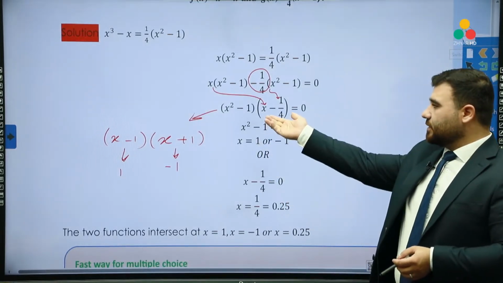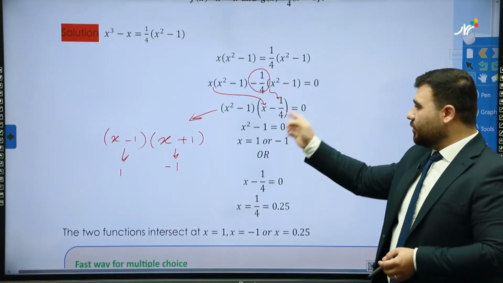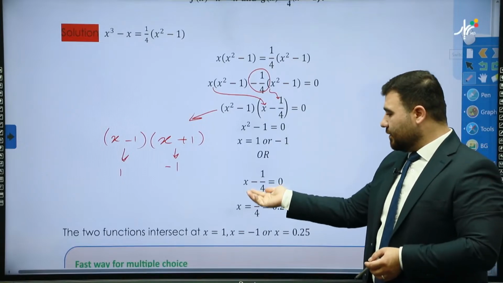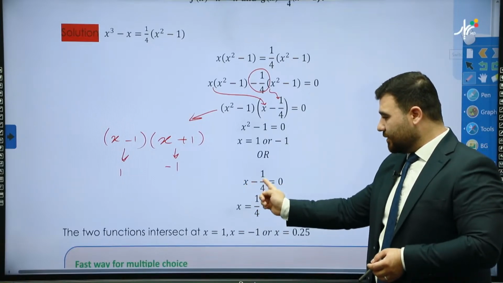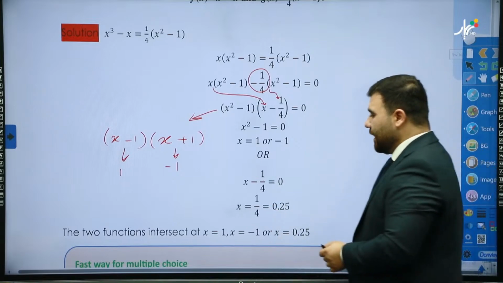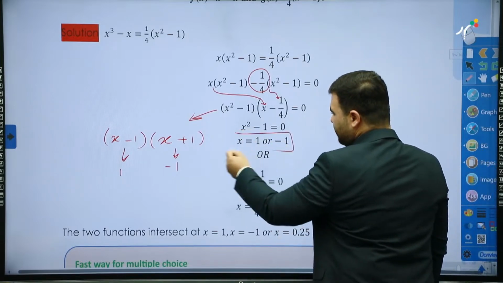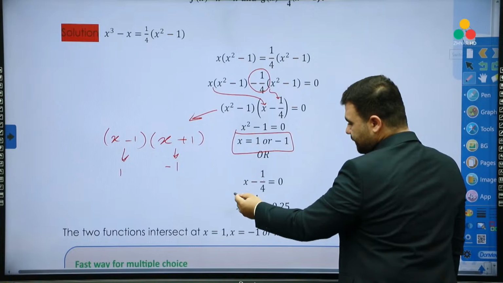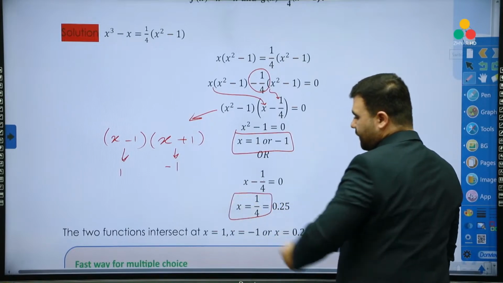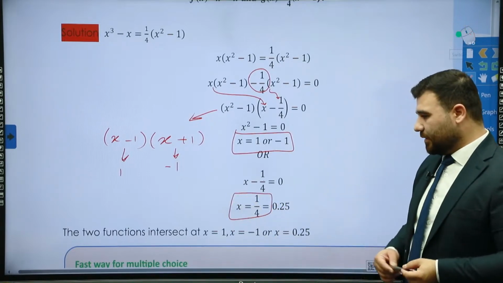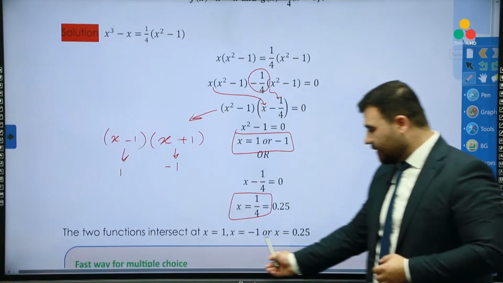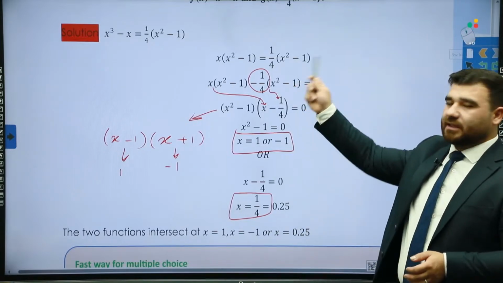Or this part is 0. X minus 1 over 4 is 0. That makes x 1 over 4 because 1 over 4 minus 1 over 4 is 0. Then I have three values for x. 1 and negative 1 and 1 over 4, or 0.25, doesn't matter. Now I have the three x values where the two graphs intersect.